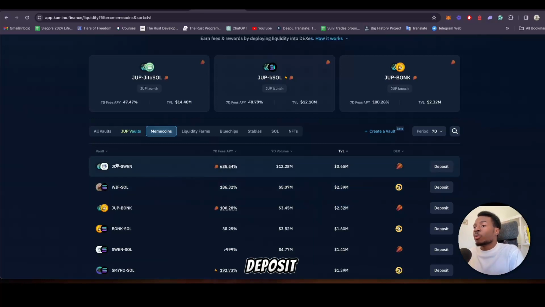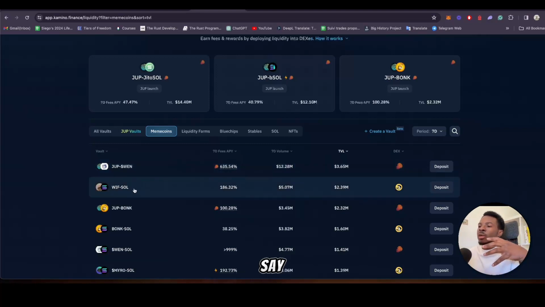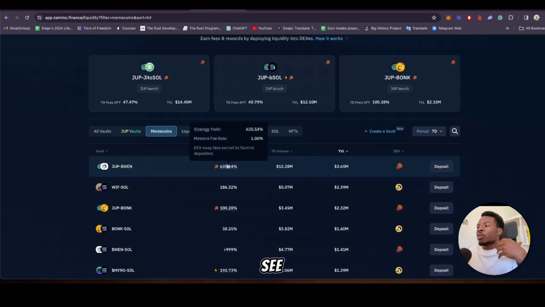Because let's say you deposit 500 of Jupiter and 500 of WEN, and then the value of the WEN coin goes down or up. You're going to suffer an impermanent loss because one of the tokens has gone down or up in value so fast, and there's a deviation between the two coins. So always keep that in mind. There's usually always a trade-off when you see very high liquidity yields like these ones.